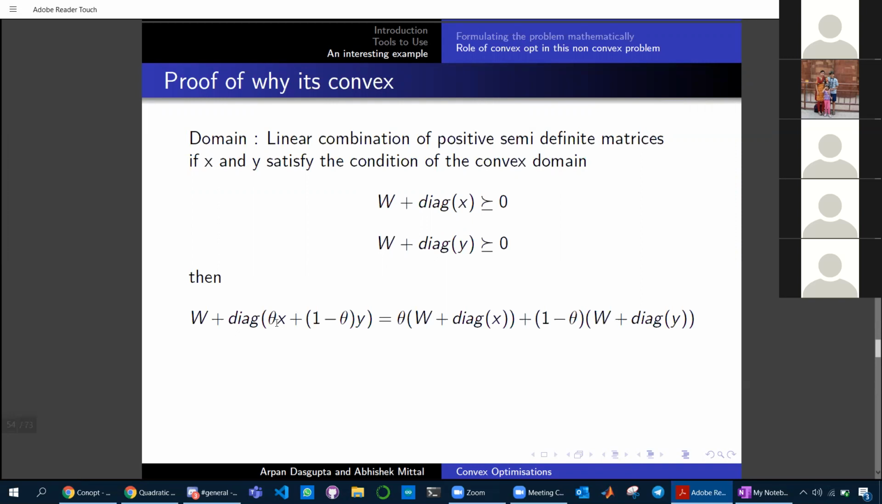And if I take theta x plus 1 minus theta y under the constraints that theta belongs to 0 and 1, I can rearrange this and I get a linear combination of the positive semi-definite matrices. And this again is a positive semi-definite matrix. So hence, any point between x and y also lies in the set, also satisfies this condition that w plus diag of x is positive semi-definite. So my domain satisfies the convex set property.